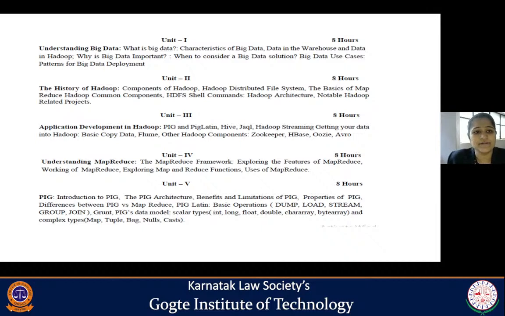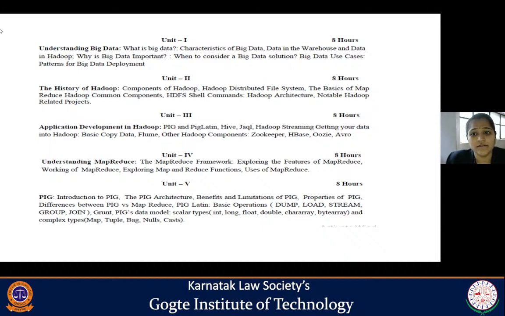The syllabus has 5 different units. The first unit is understanding big data. Here we are going to understand what is big data and the characteristics of big data. What do you mean by big data? What are the different characteristics of big data? When we say characteristics of big data, there are 3 different V's that come into the picture. So what are those different V's?